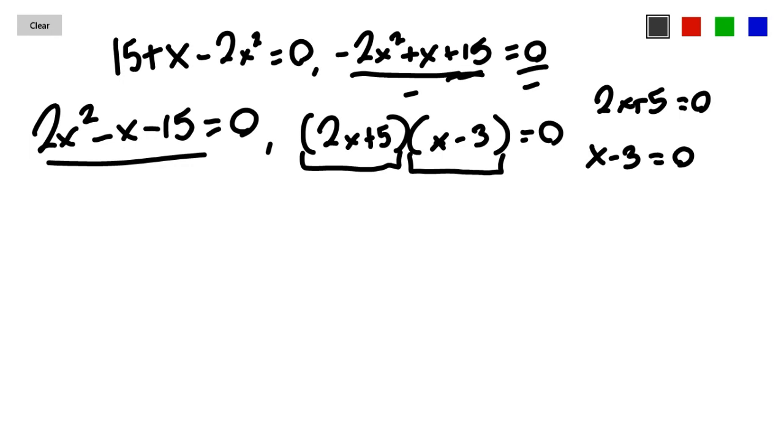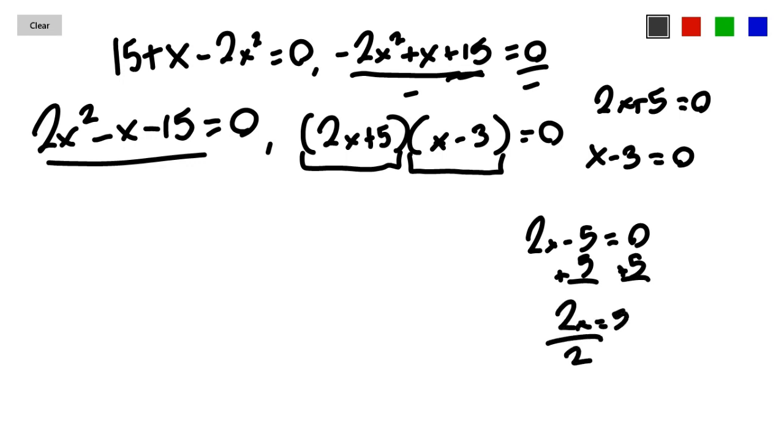The first one, 2x plus 5 is equal to 0. I subtract 5 from both sides, and I get 2x is equal to negative 5, and then I divide by 2, and I get x is equal to negative 5 over 2.